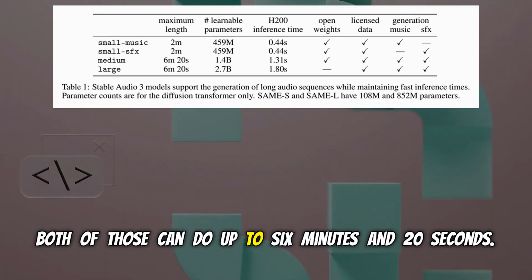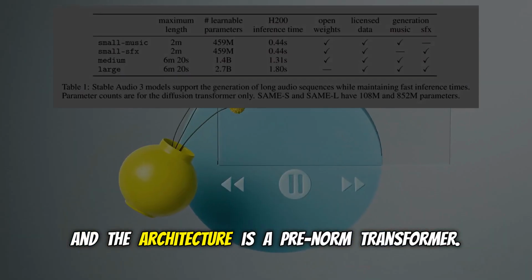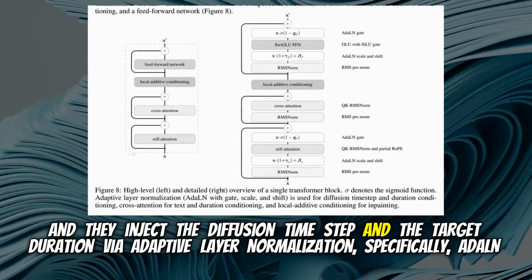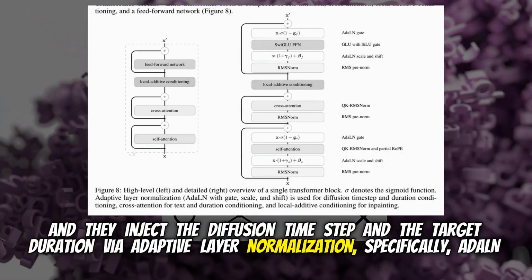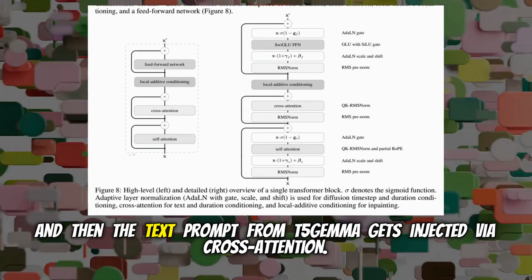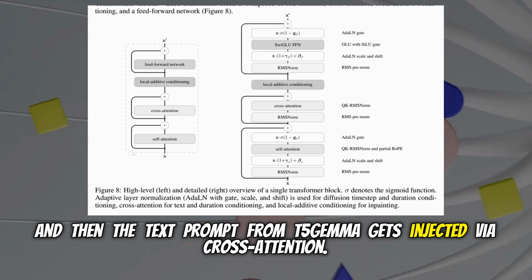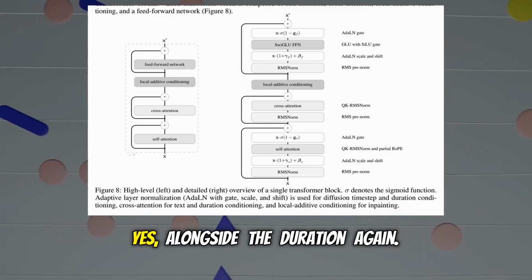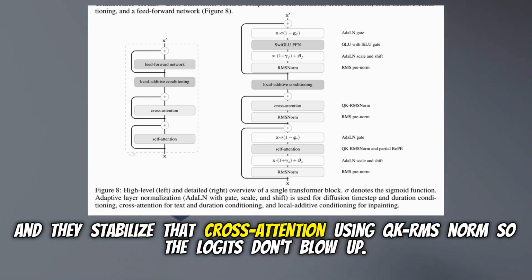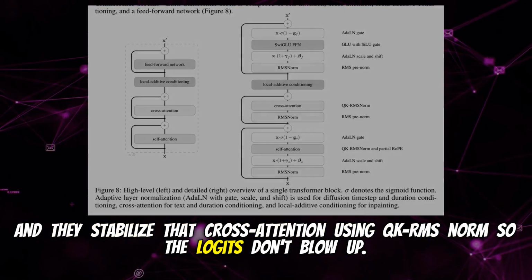Both of those can do up to 6 minutes and 20 seconds. And the architecture is a pre-norm transformer. Right. And they inject the diffusion time step and the target duration via adaptive layer normalization, specifically adaLN-single. And then the text prompt from T5 Gemma gets injected via cross-attention. Yes, alongside the duration again. And they stabilize that cross-attention using QK-RMS norms so the logits don't blow up.